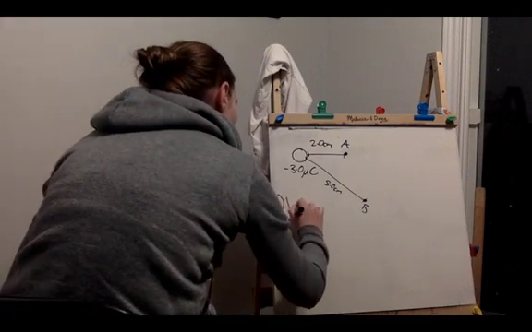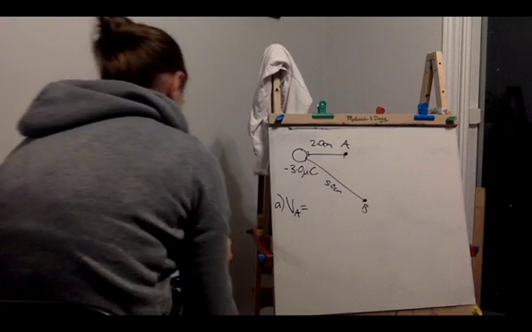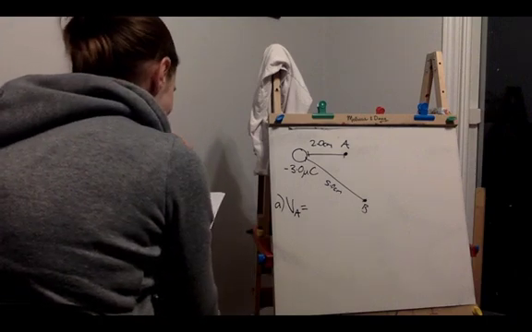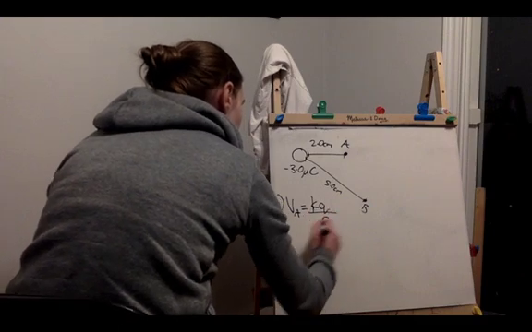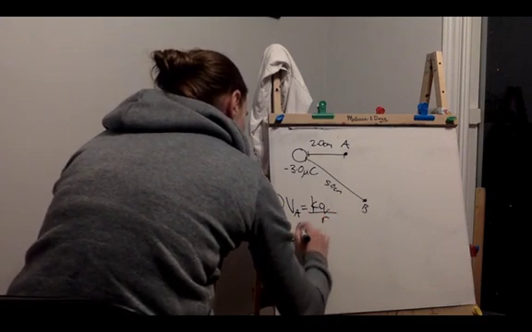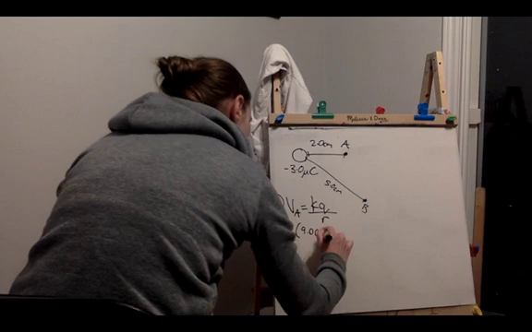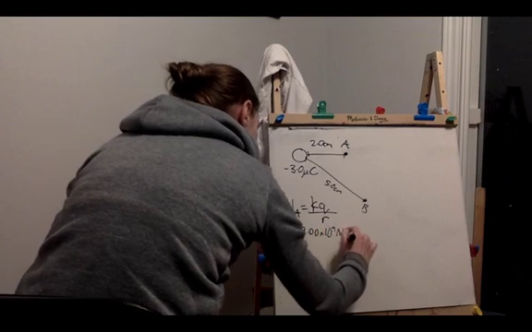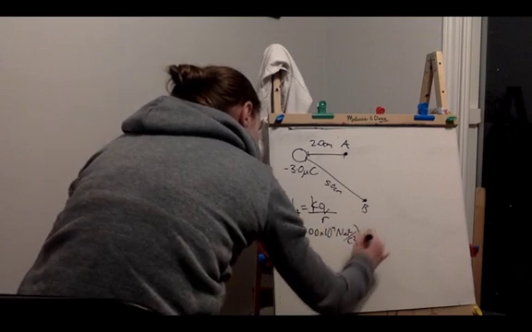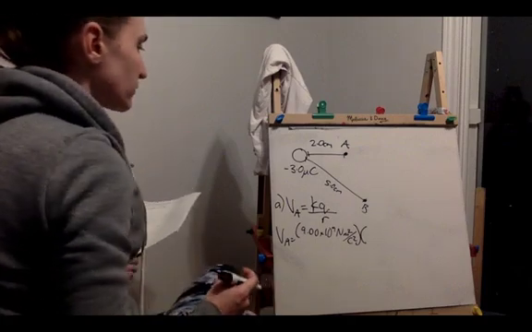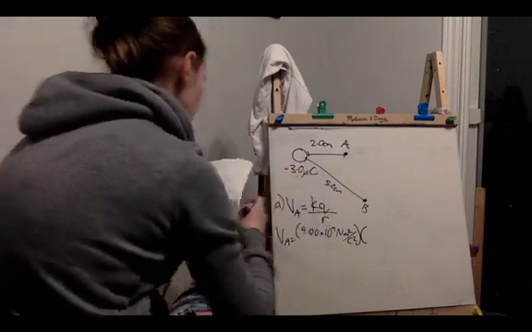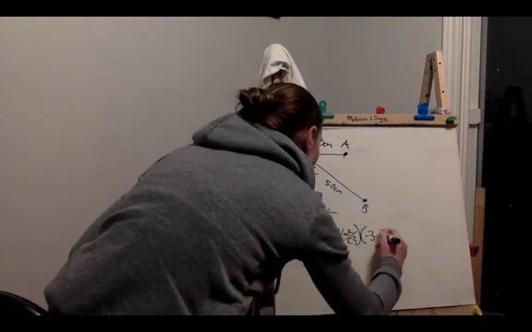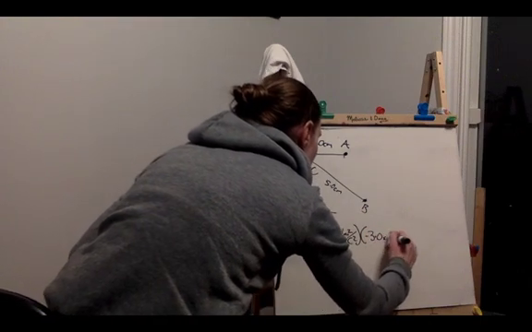So if we start and look at the potential difference for A, it's K times Q divided by R. So there's our Coulomb's constant multiplied by our charge, which is our negative 3, and we are using signs here.